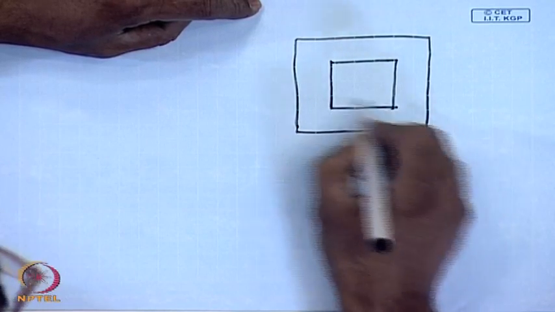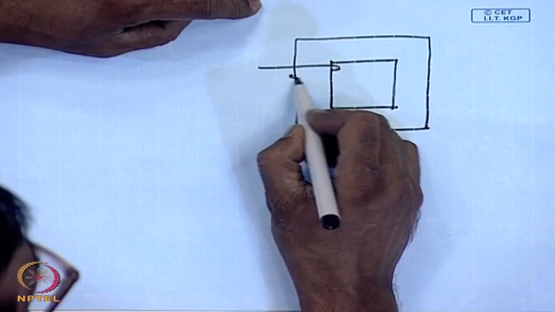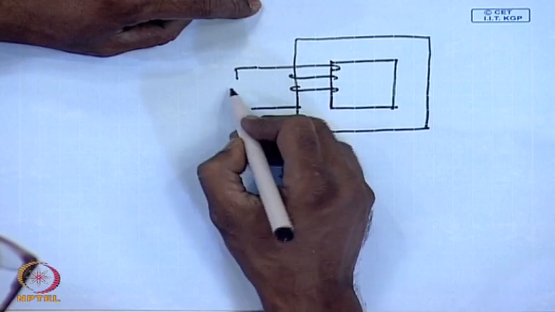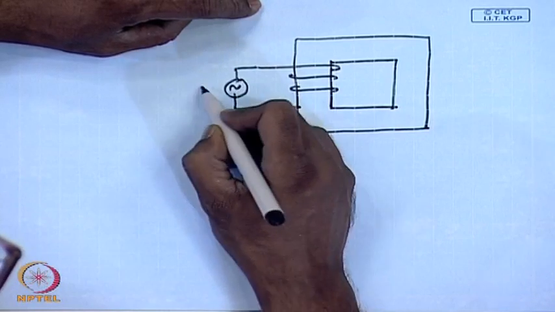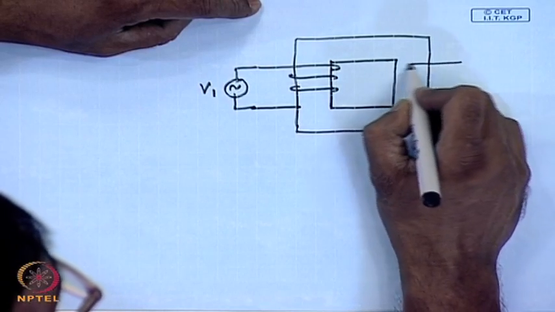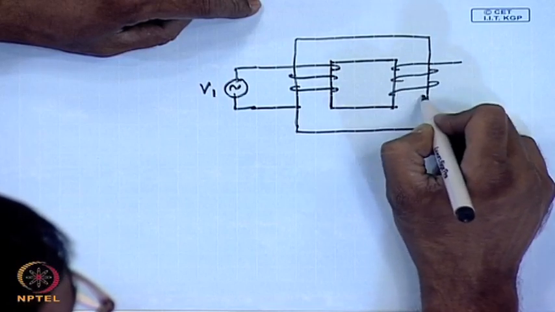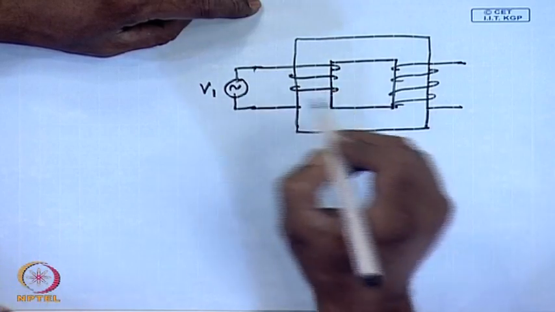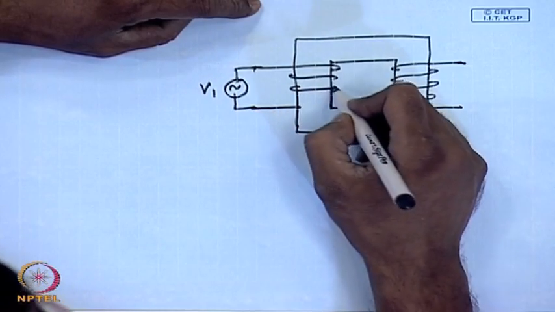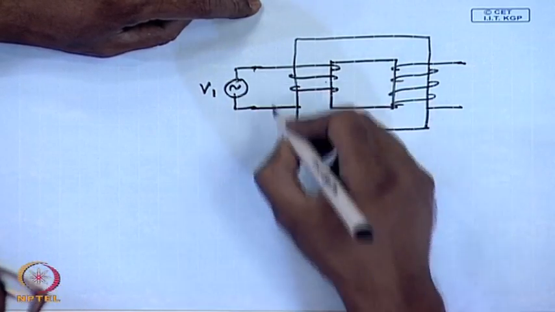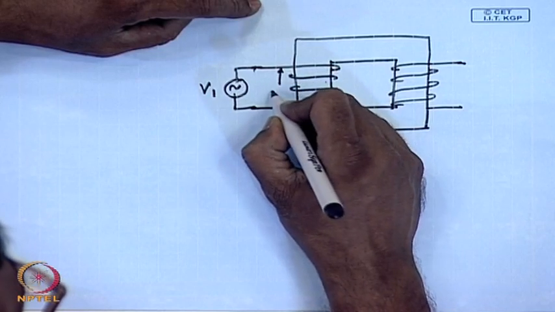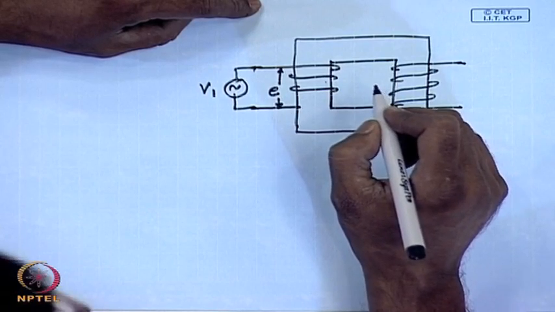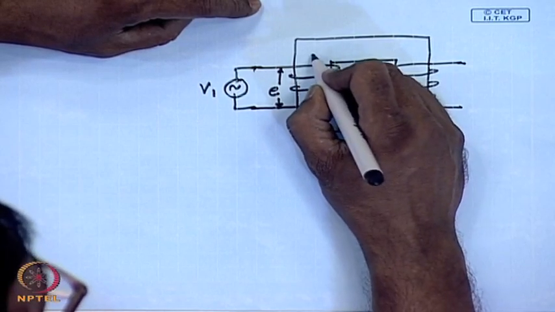Let us say at no load, with the rated applied voltage V1 at open circuit. We will also assume that the resistance of the winding is negligible. Therefore, the applied voltage V is exactly balanced by the counter induced EMF E.